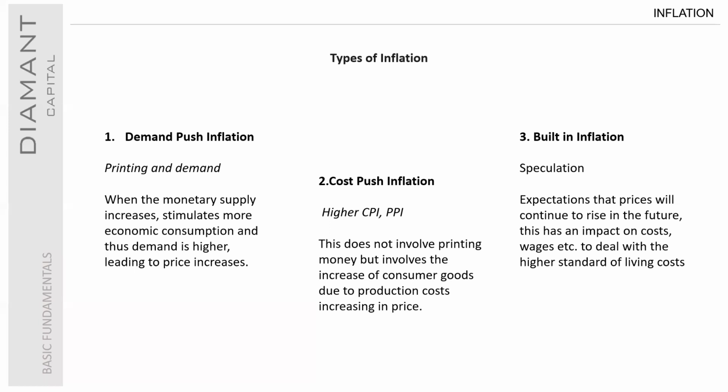So the third type of inflation is built-in inflation. This is mainly due to speculation, so expectations that prices will continue to rise in the future. This has an impact on costs, wages, and etc., to deal with a high standard of living costs. So with speculation, for example, right now the Fed are expecting that we're going to be tapering assets, right? And then eventually raising interest rates in the future. And a lot of traders, and essentially the economy, will try to price that in before it even happens. So that's what we call built-in inflation, where it's inflation that we're expecting to happen soon, but it's already been building up due to that speculation.